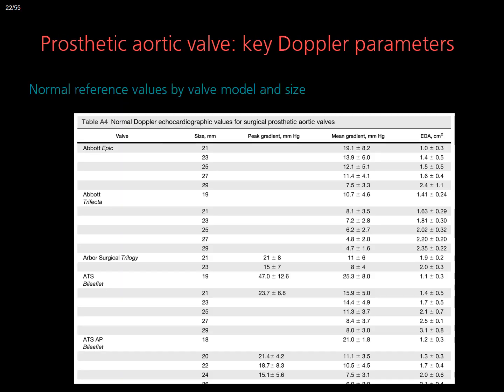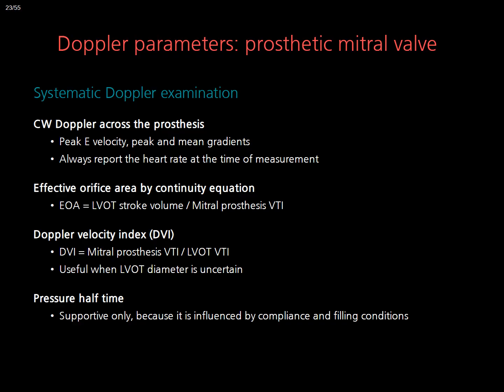Once you have measured Vmax, mean gradient, EOA, and DVI, the next step is benchmarking. Normal values are not universal. They vary with valve design and labeled size, so you must use valve-specific reference tables. This table provides typical Doppler values for common prosthetic aortic valves across sizes. Use it to decide whether your findings are expected, borderline, or clearly abnormal.